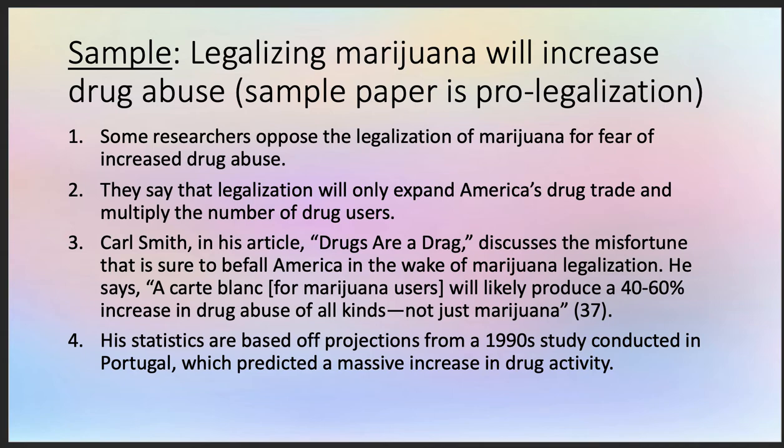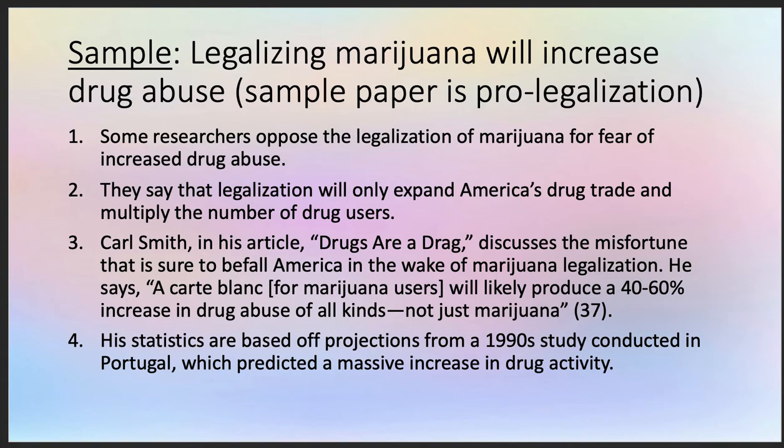Two, we need to characterize that, articulate it in an unbiased way, fairly. They say that legalization will only expand America's drug trade and multiply the number of drug users. Three, this is where we present evidence. Let's say we're going to be sharing from a source we have not yet used. Anytime you use a source for the first time, you have to introduce it. Carl Smith, in his article, Drugs Are a Drag, discusses the misfortune that is sure to befall America in the wake of marijuana legalization.